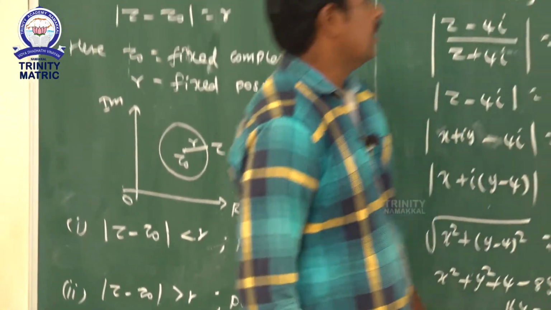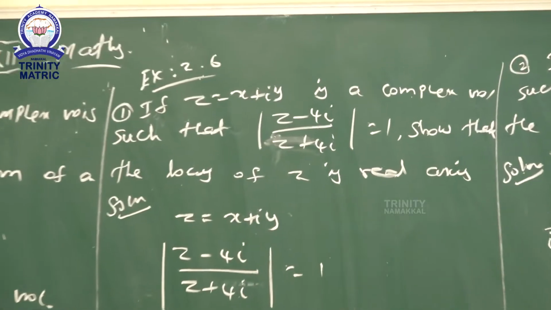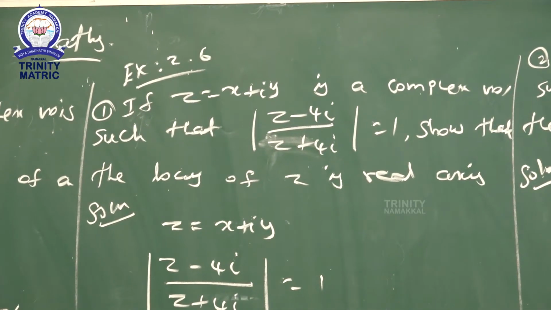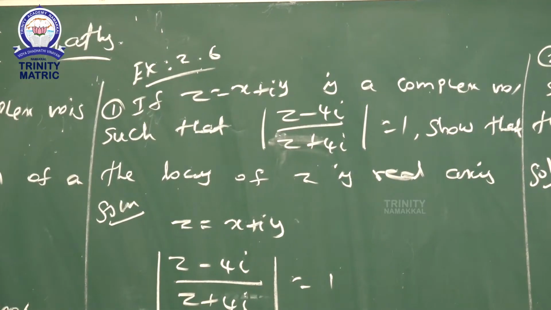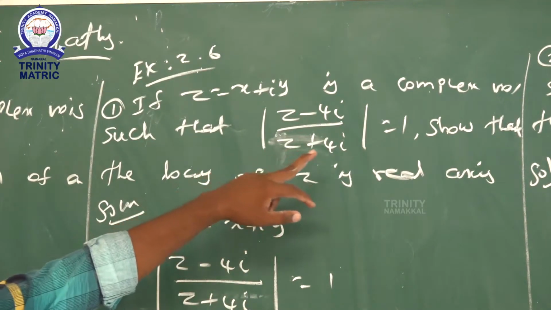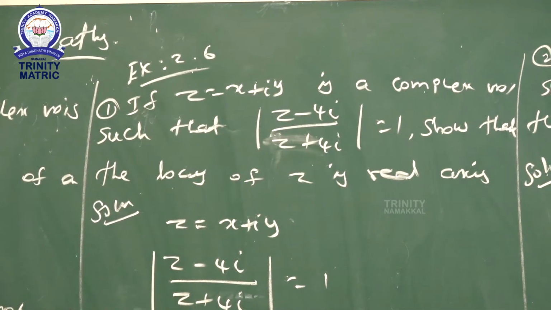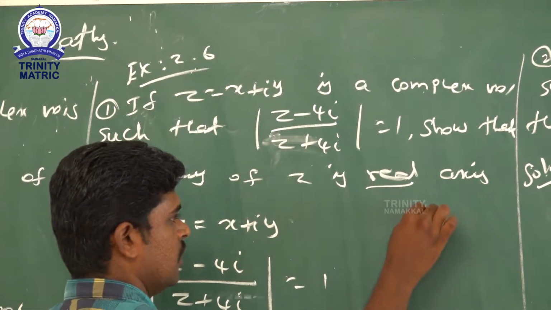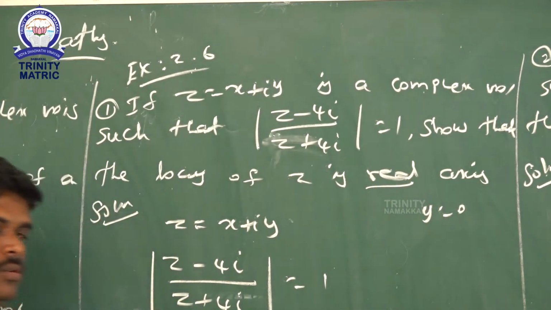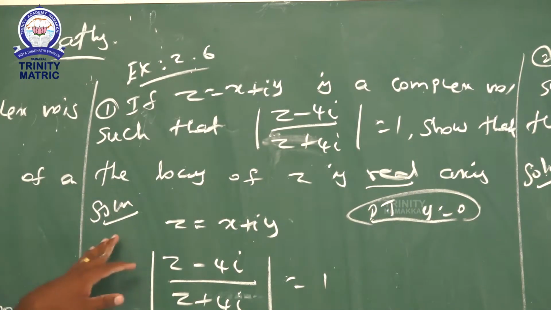Next, go to exercise 2.6. See the first question. If z equal to x plus iy is a complex number such that modulus of z minus 4i by z plus 4i is equal to 1, that's a total modulus, then the locus of z is the real axis. What does the real axis mean? y equal to 0. Okay, that's the final answer. Let's prove that value.